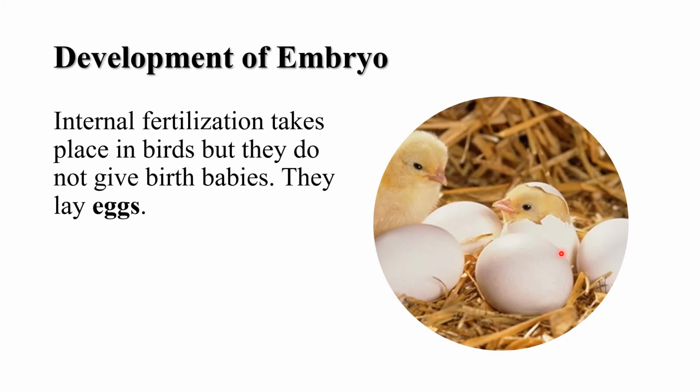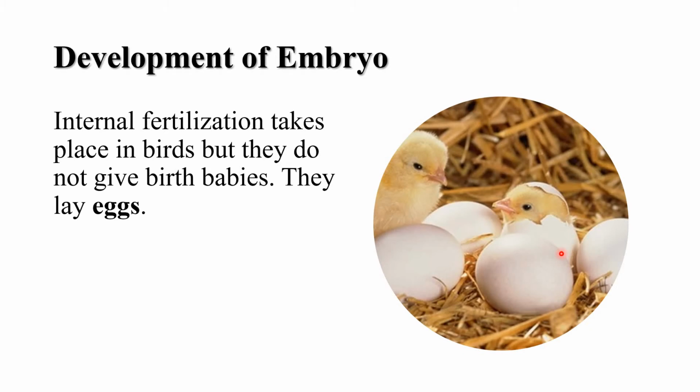Students, as you know, internal fertilization takes place in birds, but they do not give birth to babies. Instead, they lay eggs. In a hen, soon after the fertilization, the zygote divides and travels down the oviduct. As it travels down, many protective layers are formed around it. The hard shell of the hen's egg is one such layer. And when the hard shell is completely formed around the developing embryo, the hen lays the egg, and the embryo takes about 3 weeks to develop into a chick.